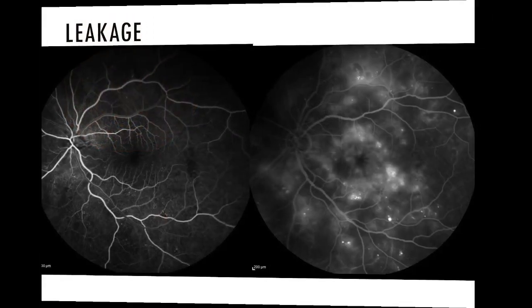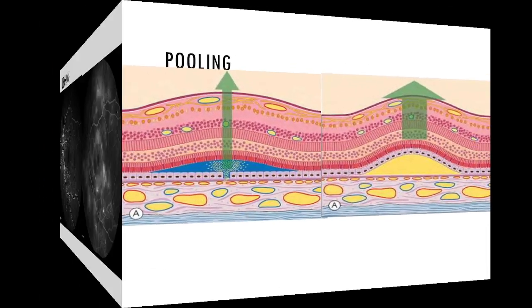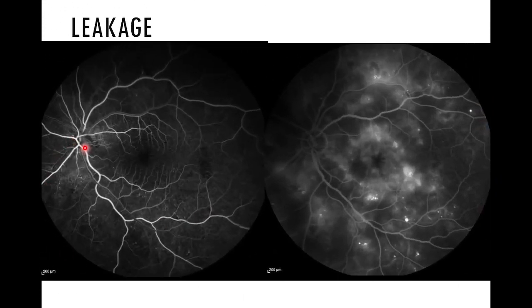So one more picture here. This is in the mid-venous phase. We can see the laminar flow. This is the fundus fluorescein angiogram picture of the left eye, which is in the mid-venous phase. We can see the laminar flow here and multiple pinpoint hyperfluorescence noted.